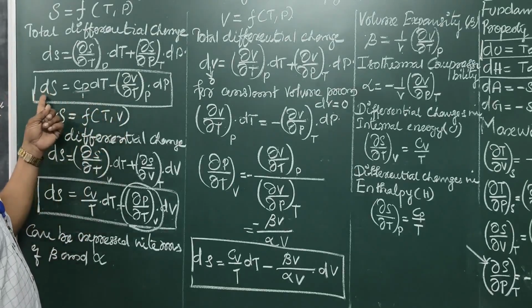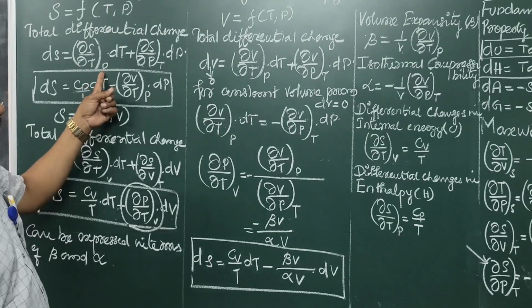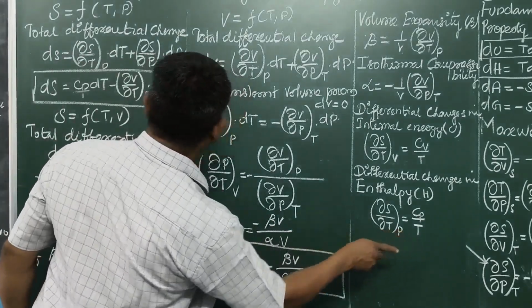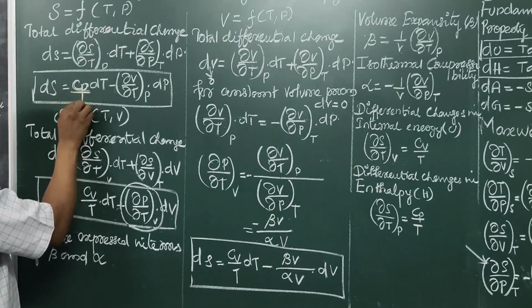Correction: dou S by dou T at constant pressure is Cp by T. A small correction.